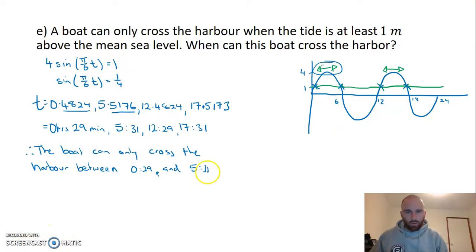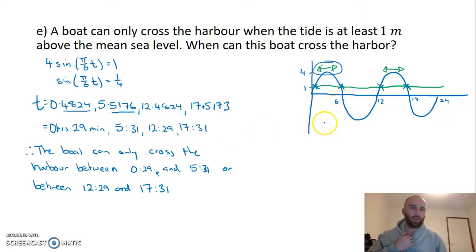Go back to my pen. So 31, or between 12:29 and 17:31. Okay, so just so we can interpret, we're not including the period underneath. We're not including that range because obviously the boat can't pass the harbour during that. It's only between these two sections up the top.